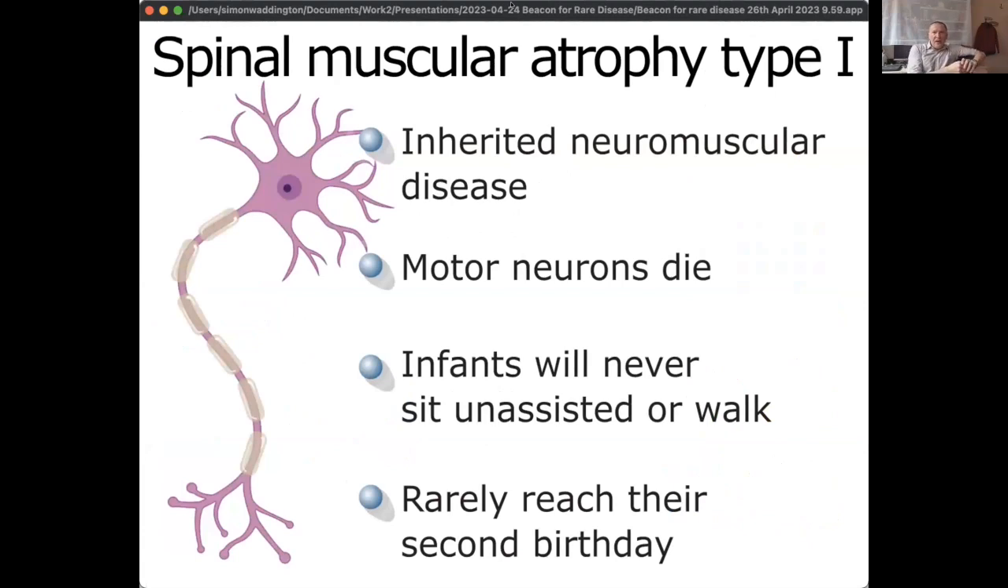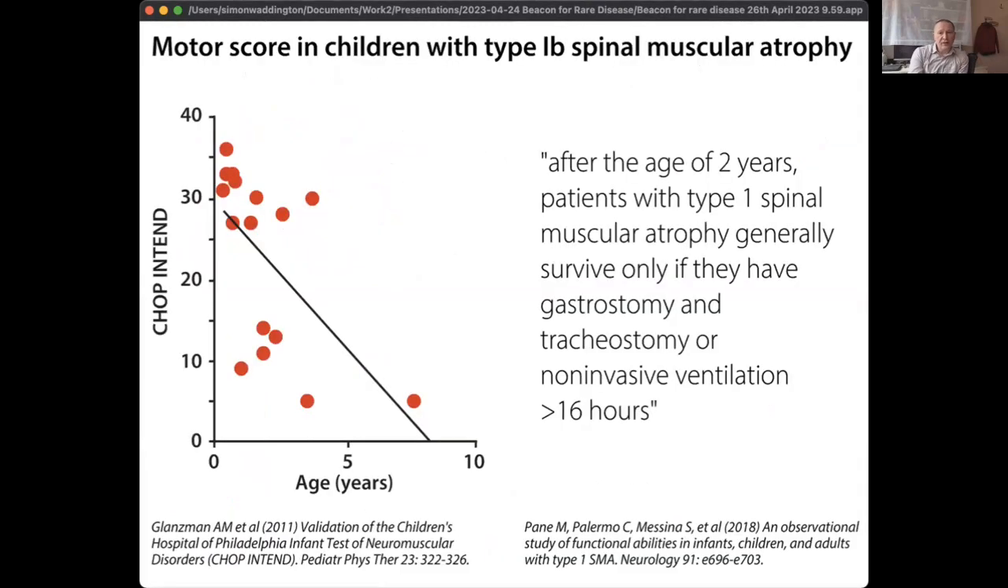So as I mentioned, it's an inherited neuromuscular disease. Motor neurons die. Infants will never sit unassisted or walk, and they will rarely reach their second birthday. So when natural history studies have been done on infants with this disease, this is how it looks. On the left-hand side, you see a graph of the motor ability of infants with type 1 spinal muscular atrophy. And unfortunately, untreated, there are no treatments, there's only symptomatic management.